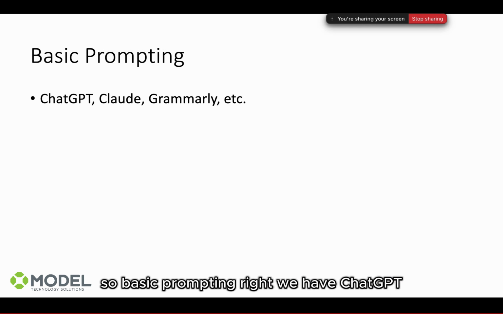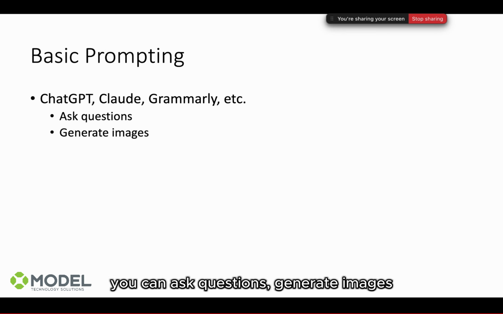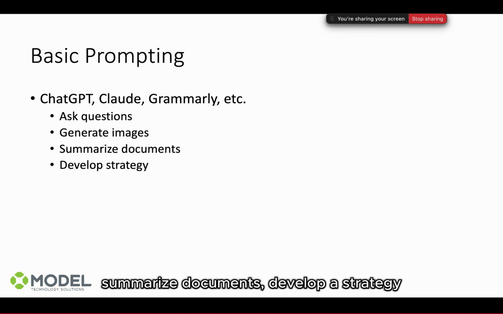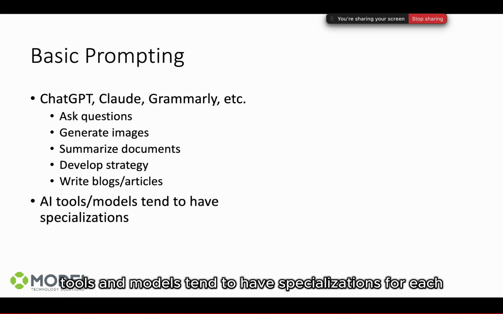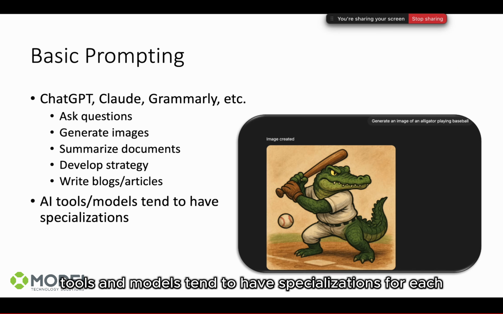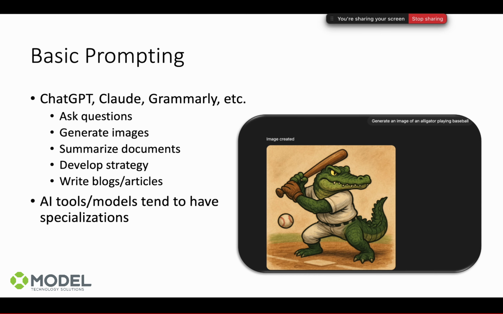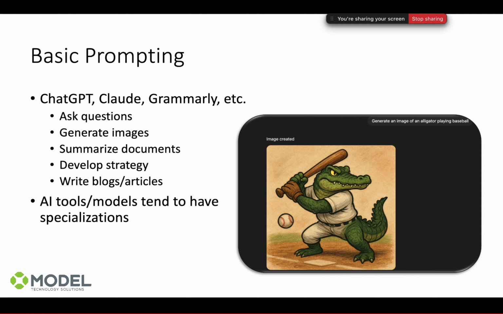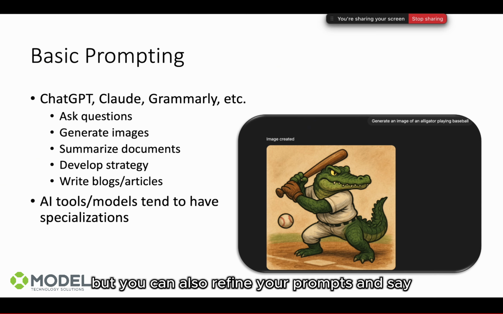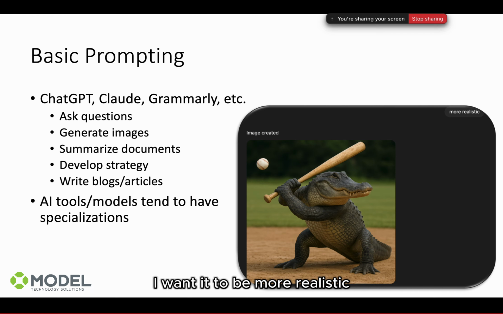So basic prompting, right? We have ChatGPT, Claude, Grammarly, just some examples of it. You can ask questions, generate images, summarize documents, develop a strategy, write blogs or articles. These AI tools and models tend to have specializations for each, and in this example, I used ChatGPT to generate an image of an alligator playing baseball for my son's baseball team, the Gators. But you can also refine your prompts and say, I want it to be more realistic. So it created an image of an actual alligator playing baseball, which is our team's chat logo.